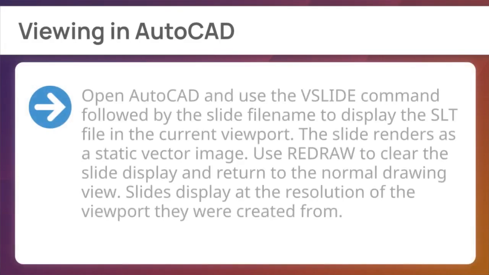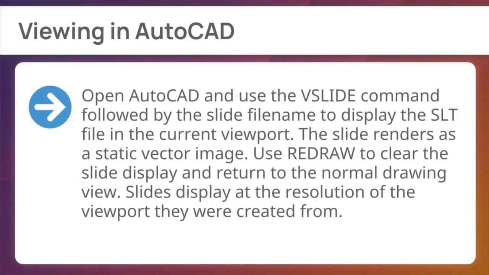First, viewing in AutoCAD. Open AutoCAD and use the VSLIDE command followed by the slide file name to display the SLT file in the current viewport. The slide renders as a static vector image. Use REDRAW to clear the slide display and return to the normal drawing view. Slides display at the resolution of the viewport they were created from.